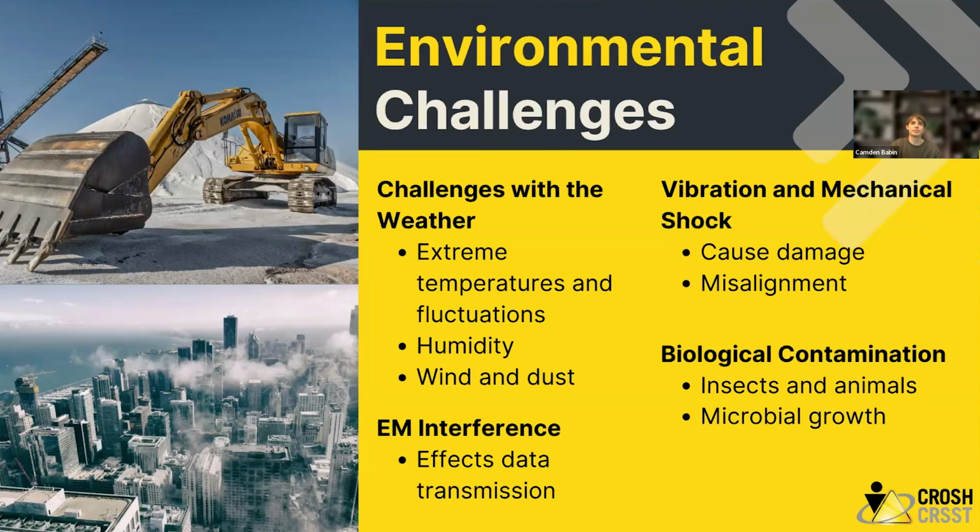Biological contamination refers to the living organisms that might be present that would affect the sensor use. Animals and insects can damage or just obstruct sensors, especially in remote locations. And microbial growth or films can grow over the components given the right environmental conditions and a lack of maintenance.